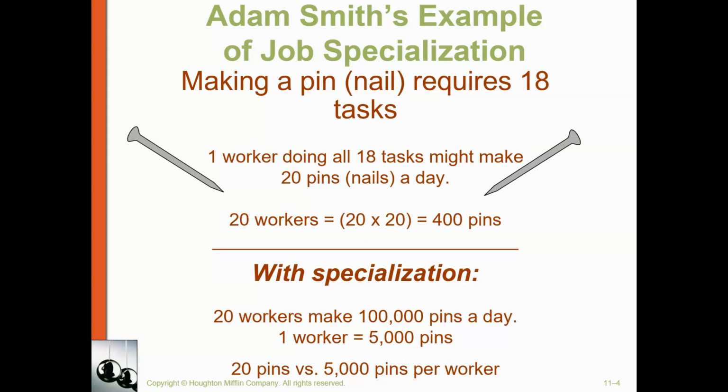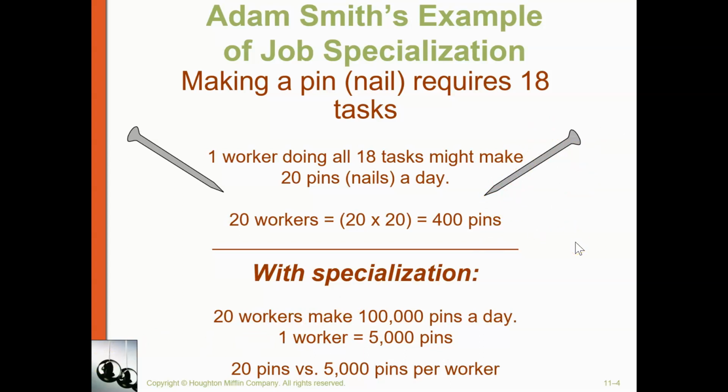But with specialization, when we break the task of making the nail down into the 18 separate tasks and assign the 20 workers, we can make 100,000 nails a day, meaning one worker can do 5,000. That's a huge productivity boost. Now think about how simple a nail is, right? There's not much to it.